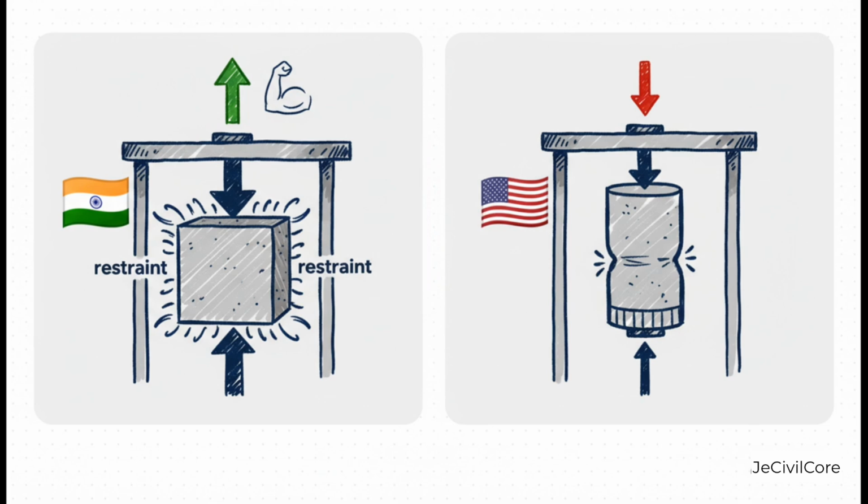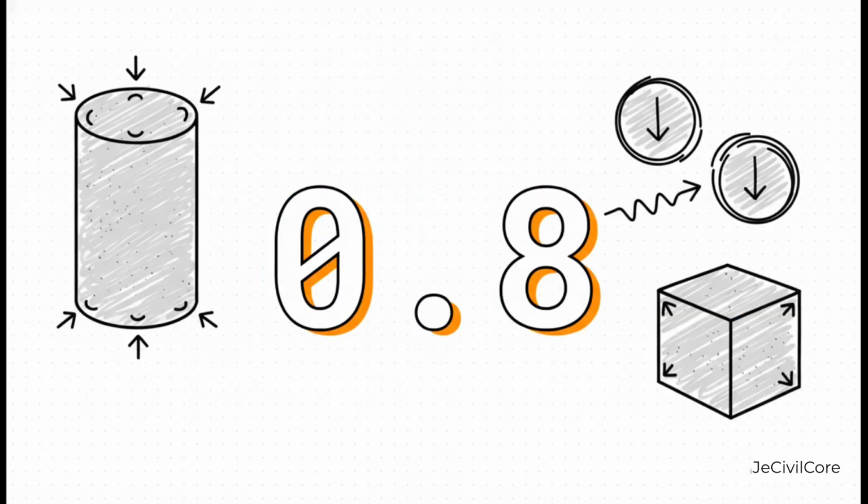But in the taller cylinder, the middle section is far enough away from those steel plates. It isn't affected by that friction, so it fails in a state of pure, simple compression, which gives a lower, and you could argue, a more realistic measure of the concrete's true strength. And this difference leads us to a critical conversion factor that you absolutely must remember for your exams. The cylinder strength is taken as approximately 0.8 times the cube strength. This isn't just a random number. It's the correction factor that directly accounts for that extra artificial strength the cube gets from the frictional restraint of the machine. So remember this number, 0.8.